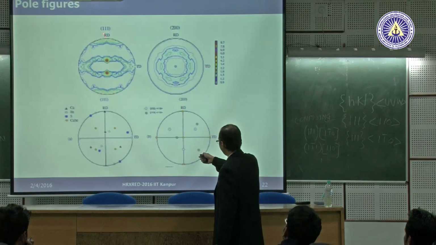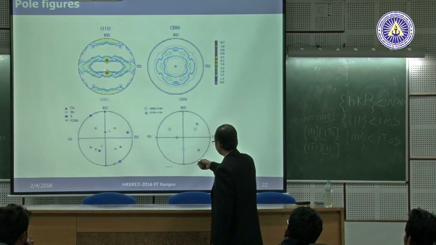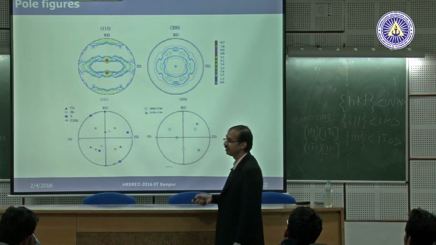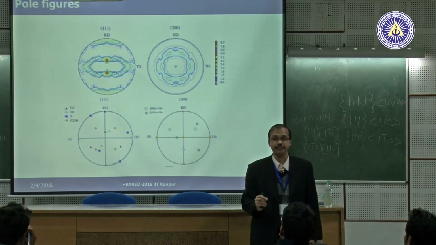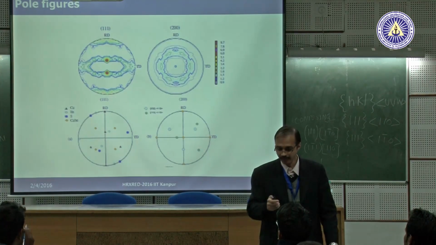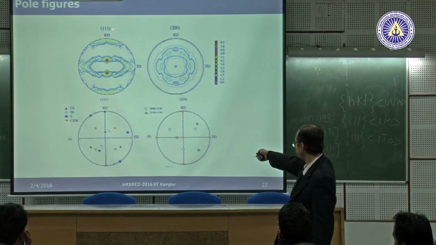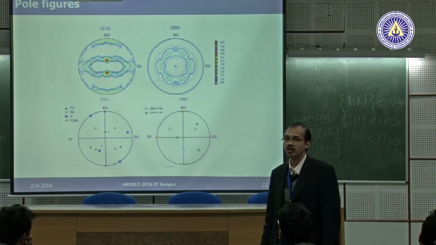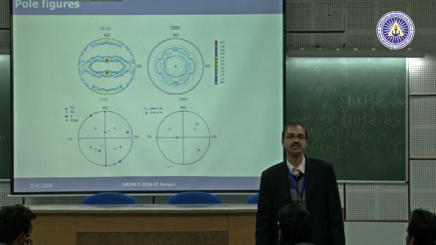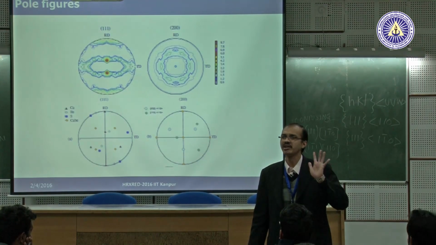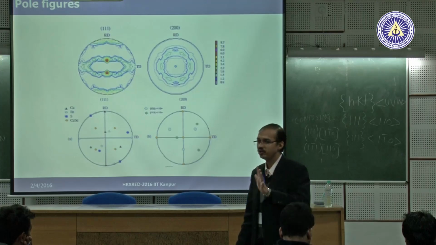So what you see over here, what is fixed over here? It is your RD, TD, and this is your ND. So what you are fixing is your sample frame. You are fixing your sample frame, and what you are looking at over here, see 111 and 200. So these are what are known as projections. Pole figures are nothing but projections. They are like stereographic projection.